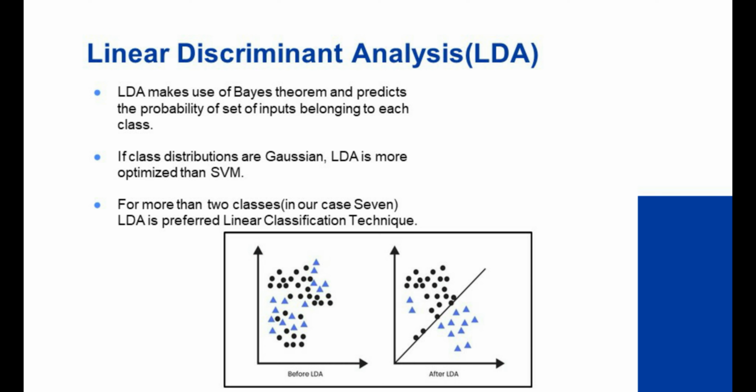LDA is more optimized when the class distributions are Gaussian, but in non-Gaussian distributions, SVMs outperform LDA. For real-time face detection on the DFAT504 dataset using linear discriminant analysis, the results are significantly lower than SVM. The performance can be improved by adjusting the threshold value for each emotion, but even with threshold adjustment, SVMs outperform LDA.